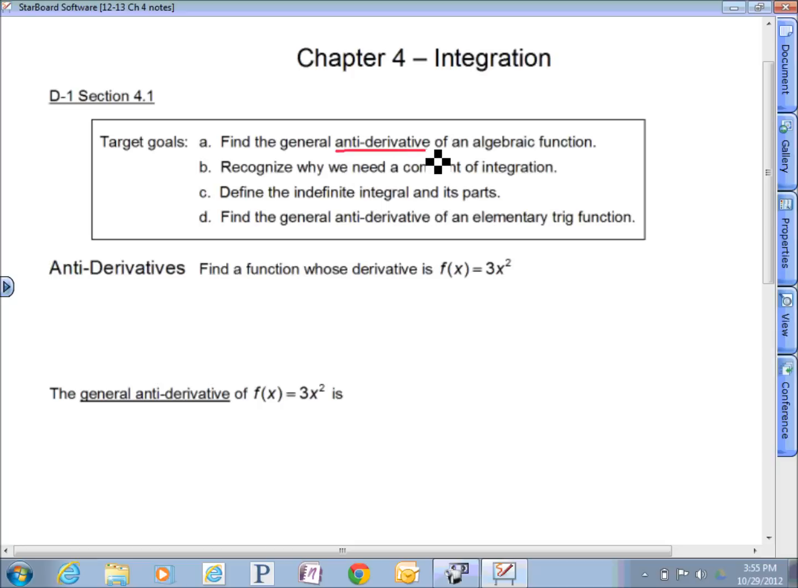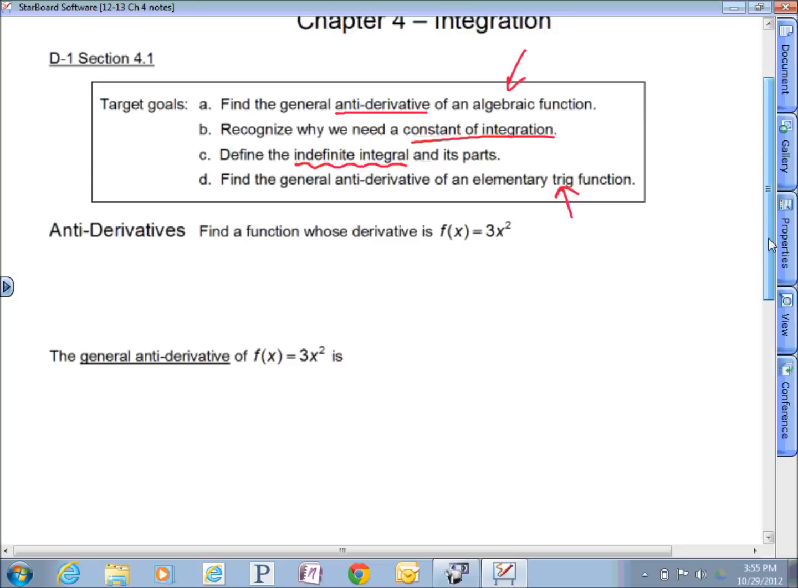So, antiderivative of an algebraic function. How do I work backwards from a function, or from the derivative to the original function? That's what we're working on. And we're going to recognize why we need this thing that we call a constant of integration. We'll get to that in a minute. We'll define the definite integral and its parts. And last but not least, we're going to try to learn how to deal with trig. So we're going to deal with algebraic functions, and we're going to deal with trig functions, and we're going to learn about this thing that we're going to call an indefinite integral and what the pieces of it are.